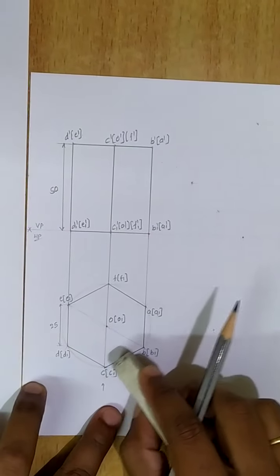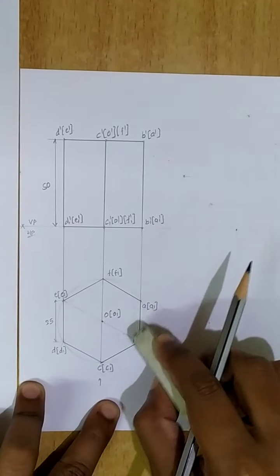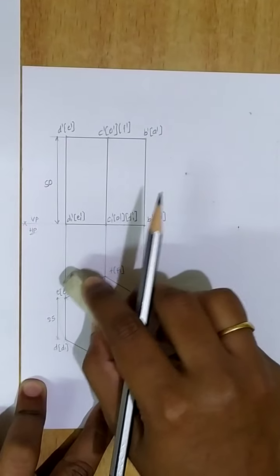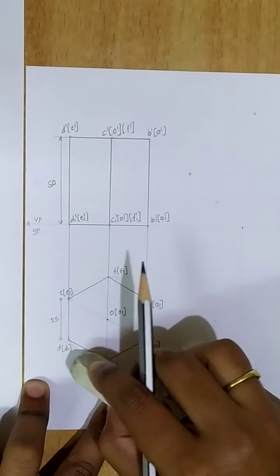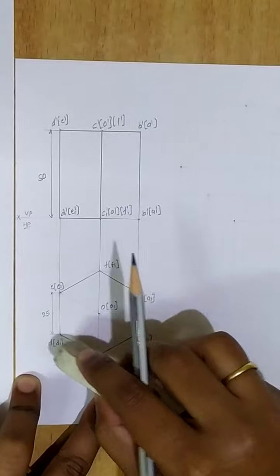After doing this much, you erase all the extra projections, that is the circle and whatever lines you have taken extra. Don't keep any extra lines here.